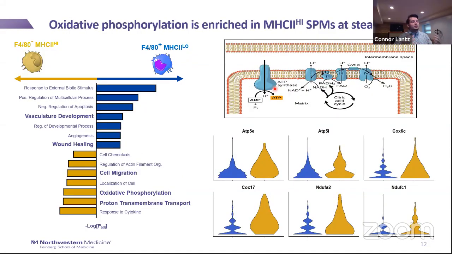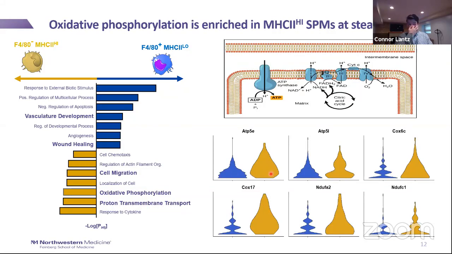And so furthermore, I wanted to look at how my small peritoneal macrophages were different than my F4/80 positive, MHC2 low large peritoneal macrophages. And not surprisingly, once again, I see an enrichment of these development and homeostatic pathways within my large peritoneal macrophage population. Conversely, in my small peritoneal macrophage population, I see enrichment of pathways that I would infer, such as cell migration. But what was interesting is we saw an enrichment of pathways associated with oxidative phosphorylation.